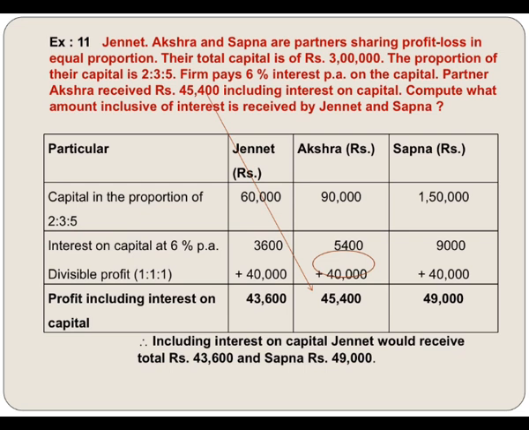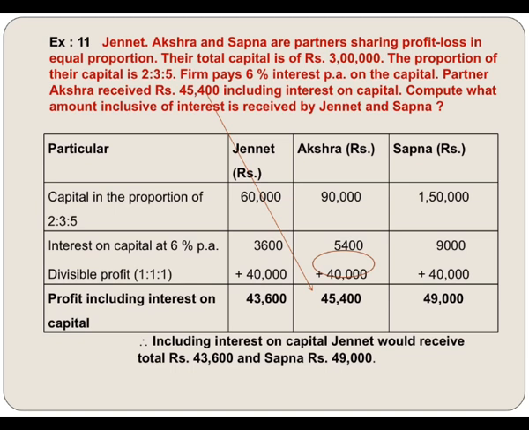Partner Akshara received rupees 45,400 including interest on capital. Compute what amount, inclusive of interest, is received by Janet and Sapna. So first of all, we make a table like this. We write particulars and the partners' names: Janet, Akshara and Sapna.